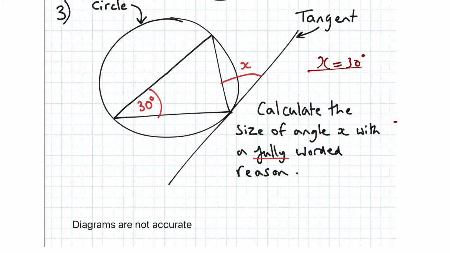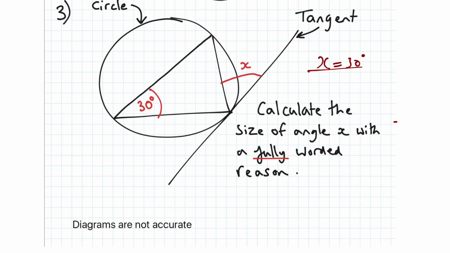But why? The reason why, this angle here equals the angle in the alternate segment. So it's actually called the alternate segment theorem, and you just write down that as your reason. So x equals 30 because of the alternate segment theorem.